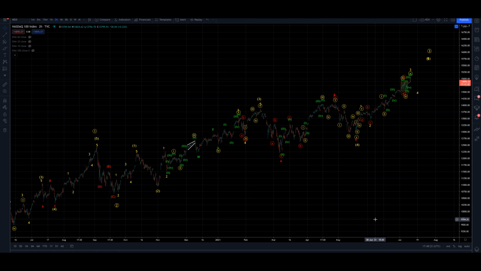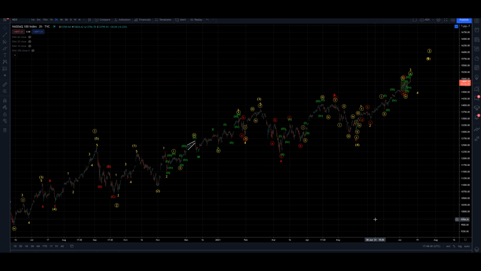Right, for the next few minutes we're going to be looking at the NDX, which is the Nasdaq 100 index. We're going to be bringing our Elliott wave count up to date and then discussing some basic technical analysis as well. Right, so first things first, I brought the NDX count into line with the SPY count, which I did a video on last week.